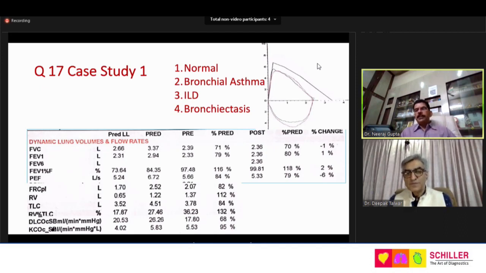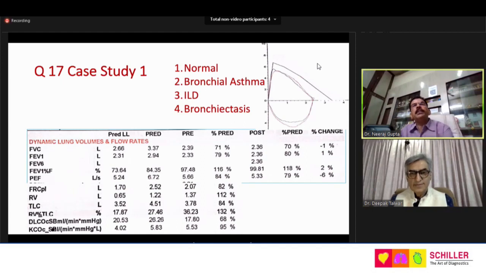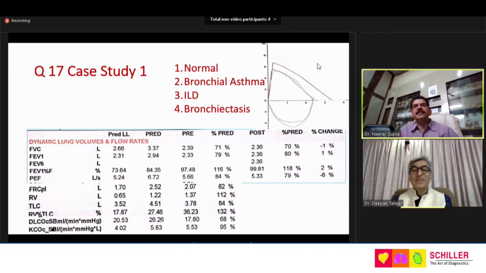So 67% have polled for option 2, that is bronchial asthma. And 22% have polled for option 3, that is interstitial lung disease, and 11% for option 1, that is normal. And nobody picked bronchiectasis here.